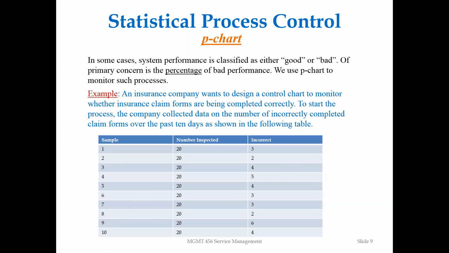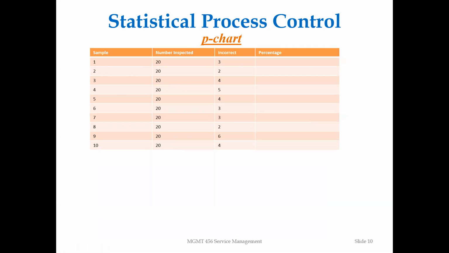So how do we do this? We have 3 steps to follow. First of all, step 1, we need to calculate the percentage of failure. In other words, in this particular example, we need to calculate the percentage of incorrect forms for each sample, which is p. p is the percentage. So for example, look at sample 1. I inspected 20 forms. 3 of these 20 were incorrect. I want to know the percentage of incorrect forms.